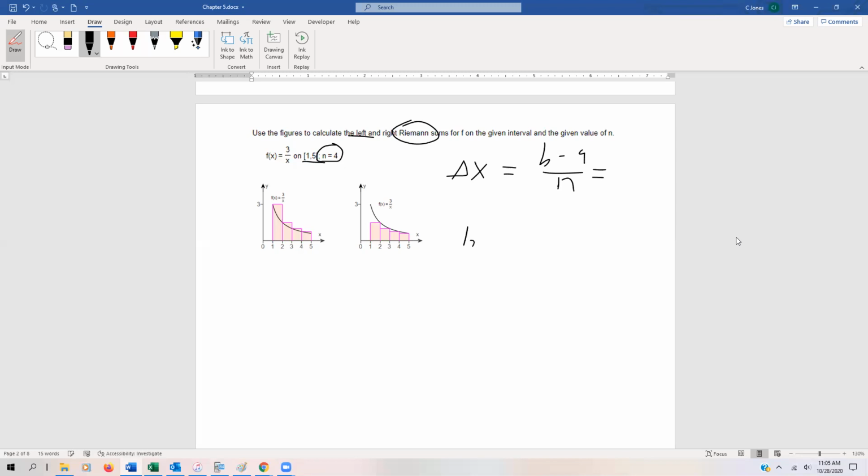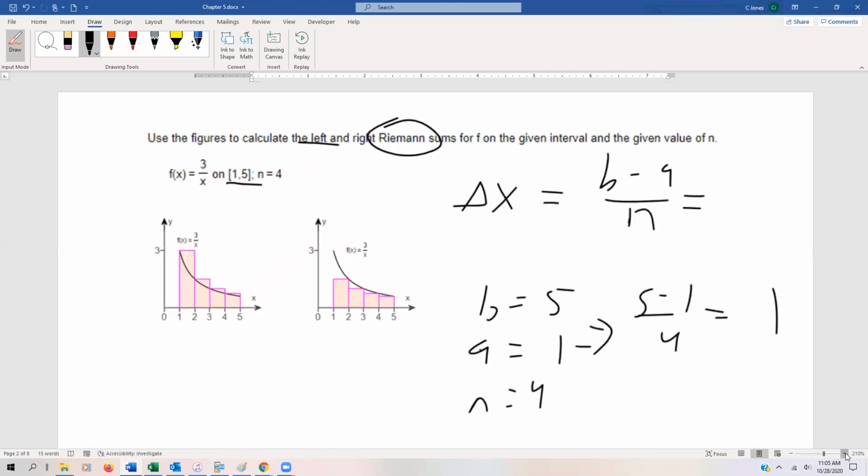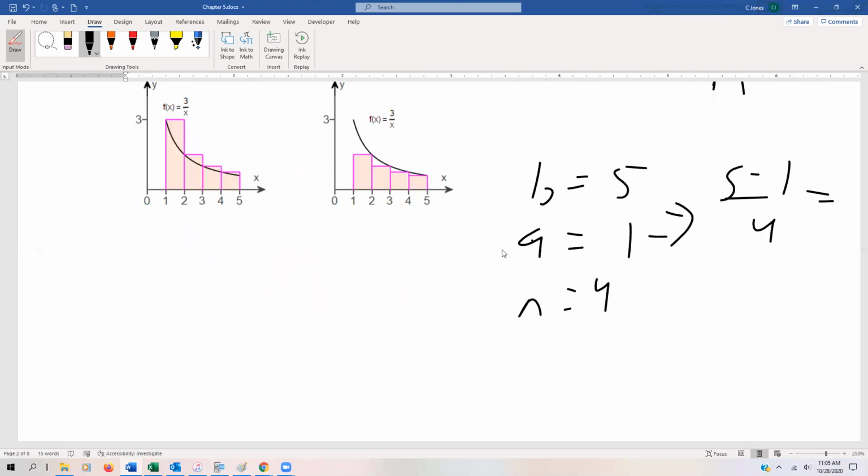Well, in this case, b is equal to 5, a is equal to 1, and we get that right here from the 1 comma 5. And then clearly n is equal to 4. And so this is going to be 5 minus 1 divided by 4, which ultimately ends up being 1. And just to make sure we understand, delta x is the base of each of these rectangles. So this is delta x, and this is delta x, and this is delta x, and so on.